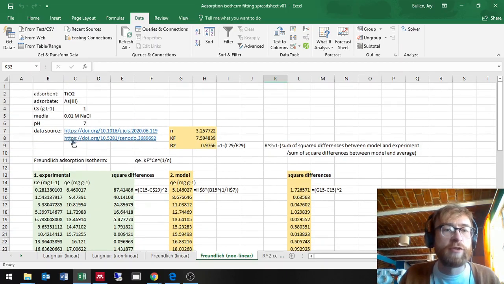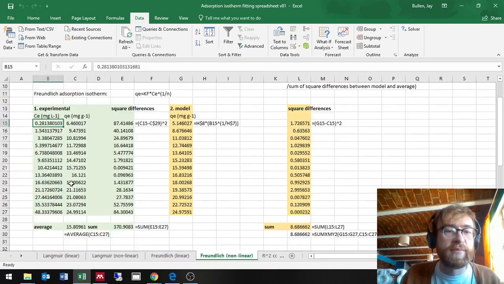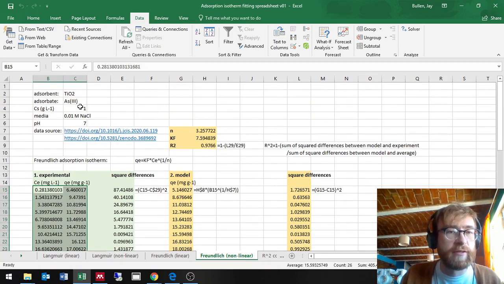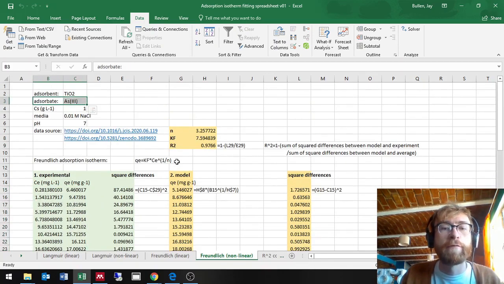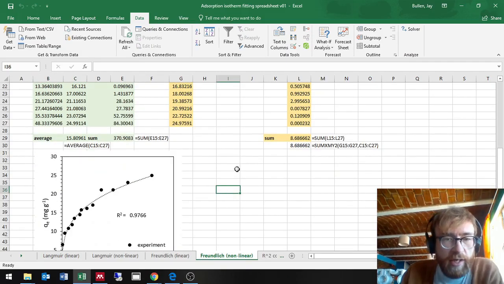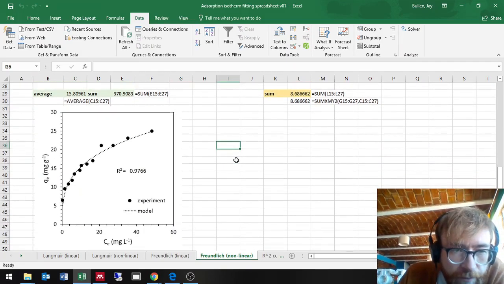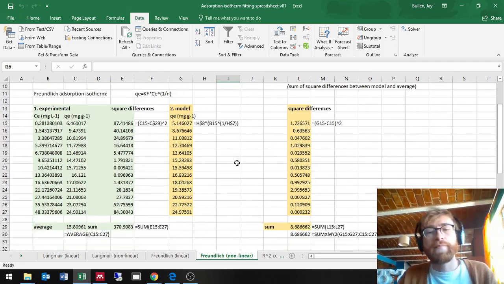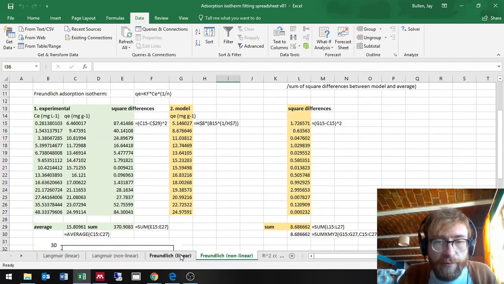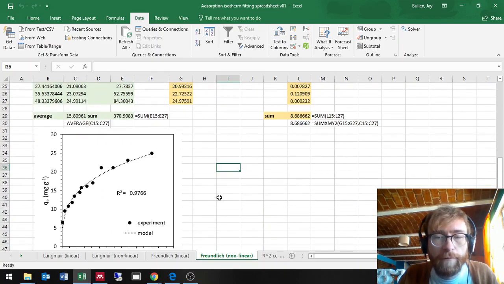I should mention that this is a different experimental data set for the Freundlich adsorption isotherm. We're looking at arsenite. Okay, so we've looked at both the linear and the non-linear fitting of the adsorption isotherms.